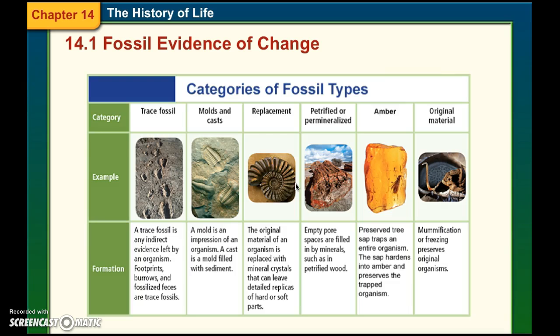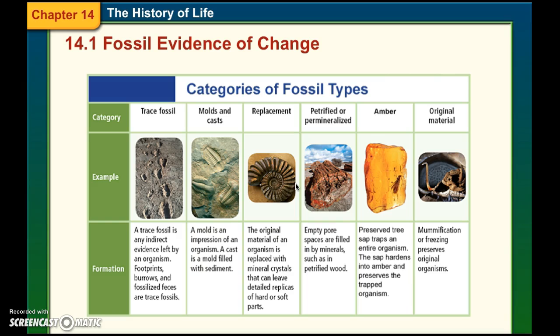Now here are the different types of fossils. Trace fossils, molds and casts, replacements, petrified or permineralized, amber, and original material. Of course, if you've seen the movie Jurassic Park, you're familiar with amber. That is an entire organism trapped in tree sap. And a trace fossil would be footprints or a track from a tail dragging, or feces. Molds and casts are opposites of each other. They're either an impression of an organism or a mold filled with sediment.